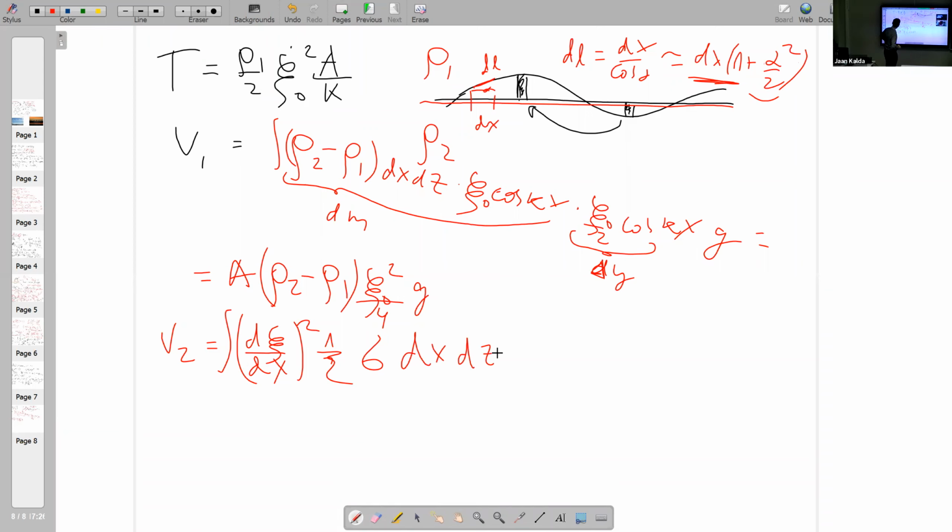And xi squared, again, this is the same as multiplying by a wave vector squared. So this becomes now k squared. Cosine squared gives average 1/2 again, so 1/4 sigma, and surface area A, and xi naught squared, without dot squared. And all together, the total Lagrangian equals rho 1 plus rho 2.